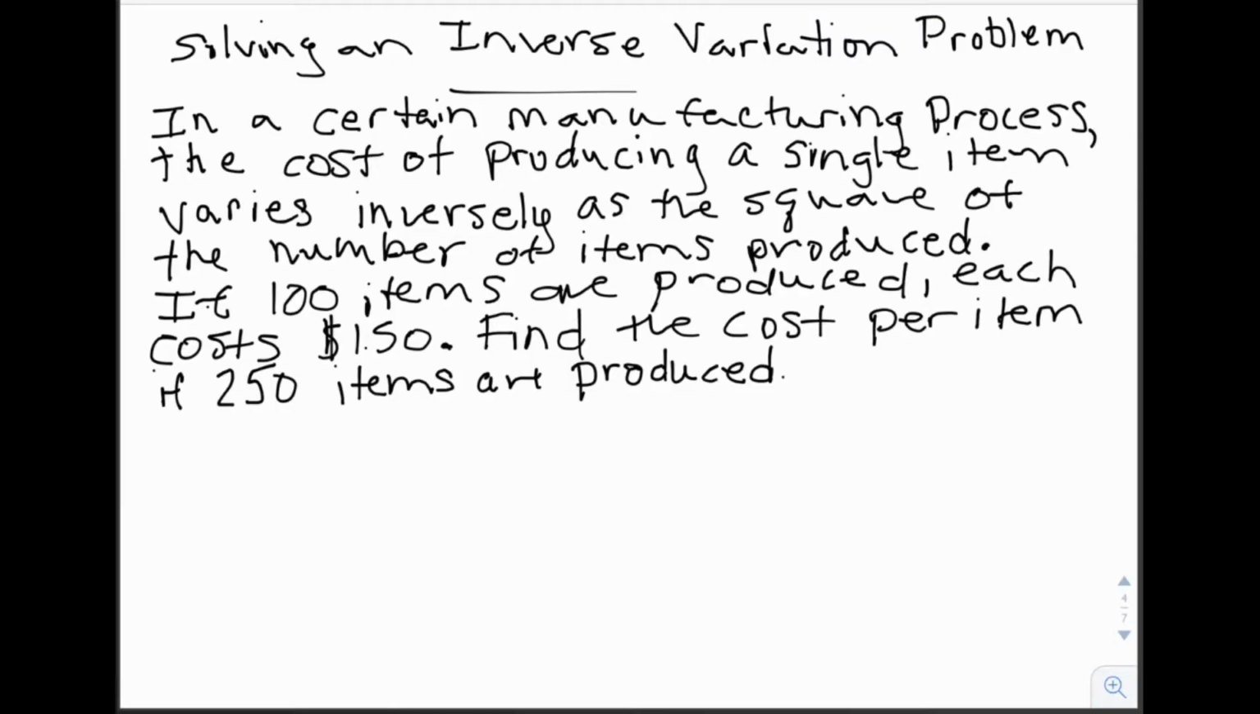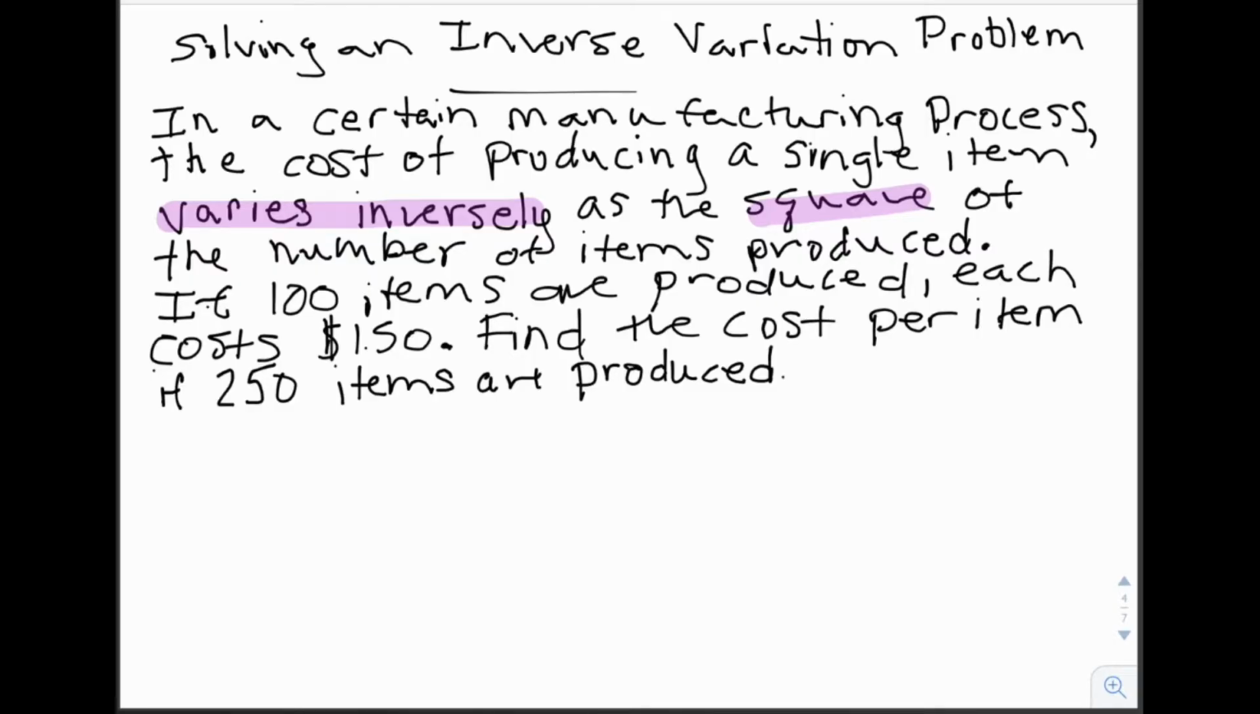So in a certain manufacturing process, the cost of producing a single item varies inversely. So varies inversely, and this one gives us a power. It gives us the square of the number of items produced. If 100 items are produced, each costs $1.50. Now, let's find the cost per item if 250 items are produced.